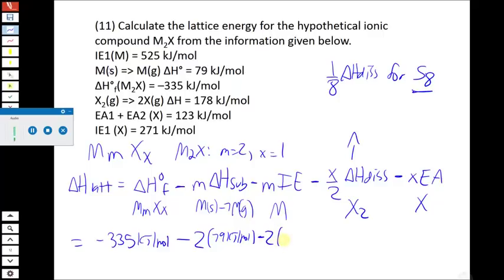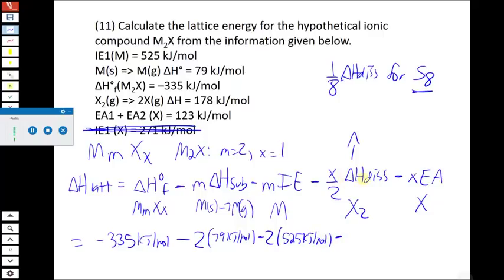Now what you'll notice in this problem, which we sometimes do, is we give you two ionization energies. We give you the ionization energy of the metal here, the ionization energy of the nonmetal here. Which one do we need? Only the metal. So if we give you the ionization energy of the nonmetal, ignore it. We're not losing electrons from the nonmetal, so we don't need that number. But we do need this one here, the ionization energy of the metal, which is 525 kilojoules per mole.